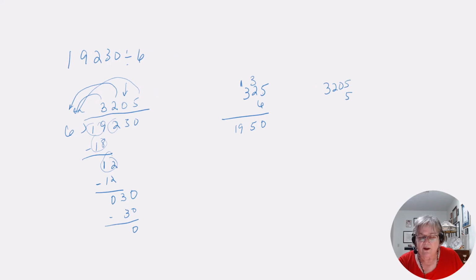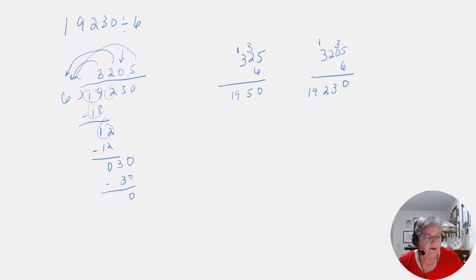3205 times 5, or 6, beg your pardon. 6 times 5 is 30. Write the 0 down, carry the 3. 6 times 0 is 0, plus 3 is 3. 6 times 2 is 12. Write the 2 down, carry the 1. 6 times 3 is 18, plus 1 is 19. So that's 19,230.